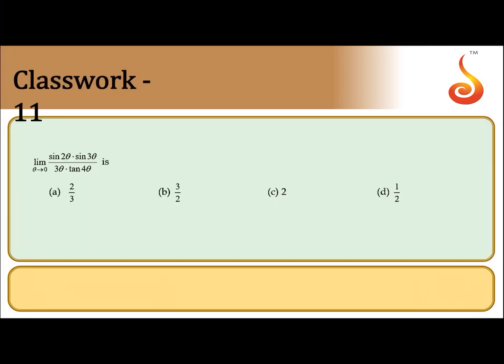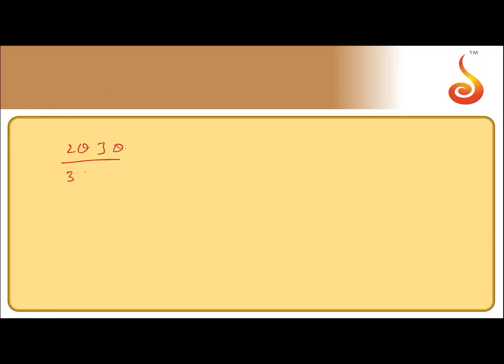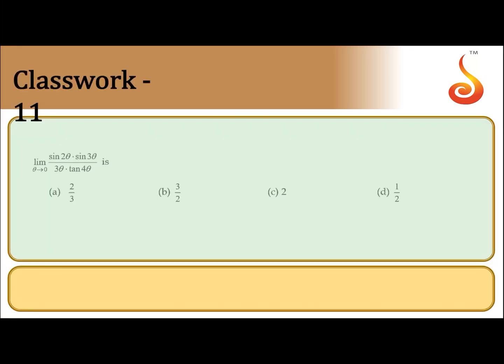3 theta can be written as 3 theta divided by 3 theta, 4 theta, theta tends to 0. Simplifying, you'll be getting 2 into 3 divided by 3 multiplied by 4. So you'll be getting answer 1 by 2. So answer is equal to D.